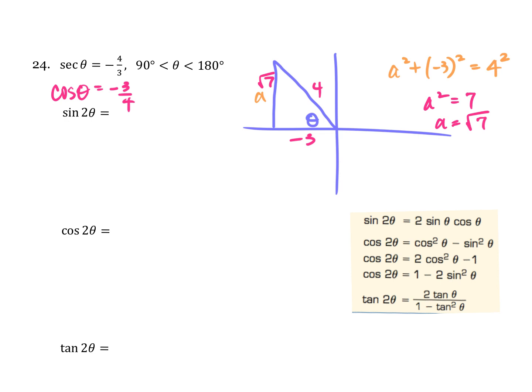It's just 2 times the sine of theta times the cosine of theta. So we've got 2 sine of theta, cosine of theta. Do I know what the sine of theta is? We can figure it out. So, SOH. Opposite over hypotenuse. Root 7 over 4. Beautiful.